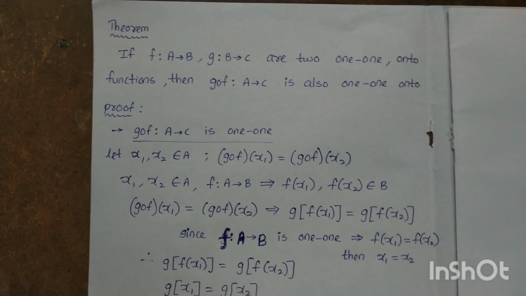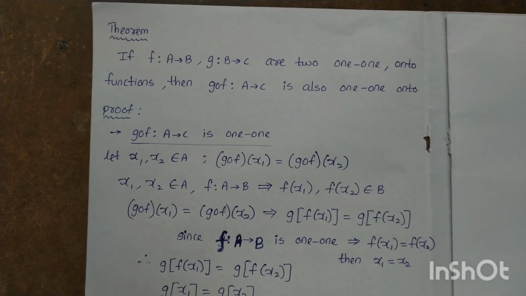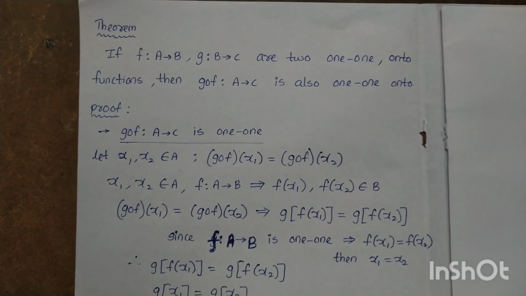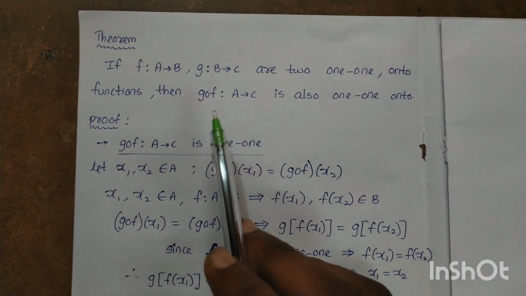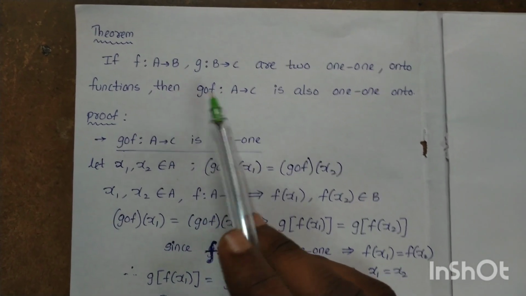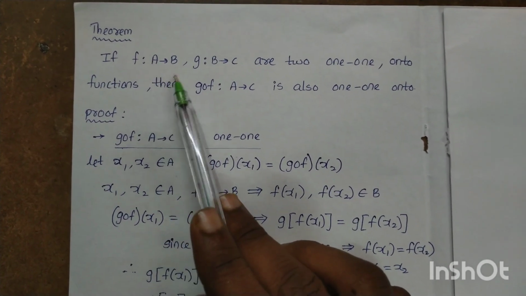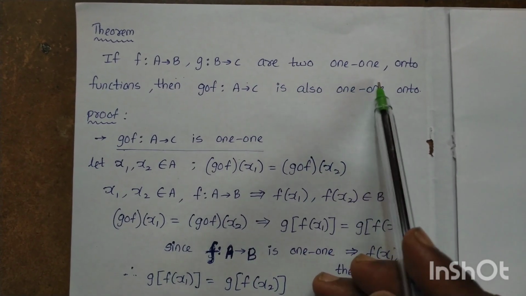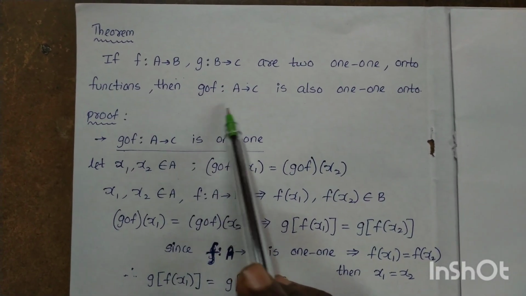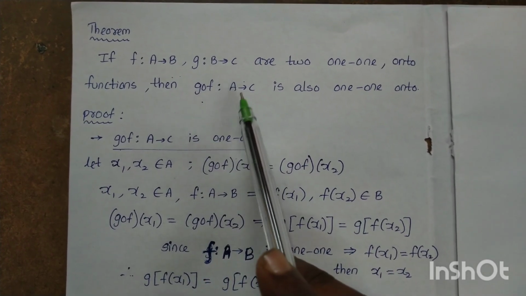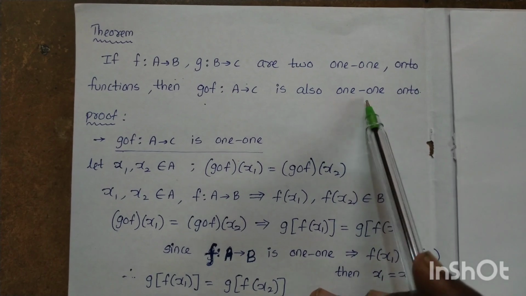Hi everyone. Today we are going to discuss a theorem in the functions chapter. So this is one theorem. What is the statement of the theorem? If f maps A to B and g maps B to C are two one-one and onto functions, then g circle f, or gof, maps A to C and is also one-one and onto. We need to prove this.